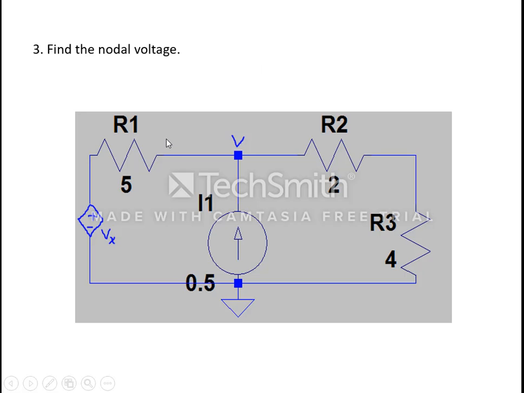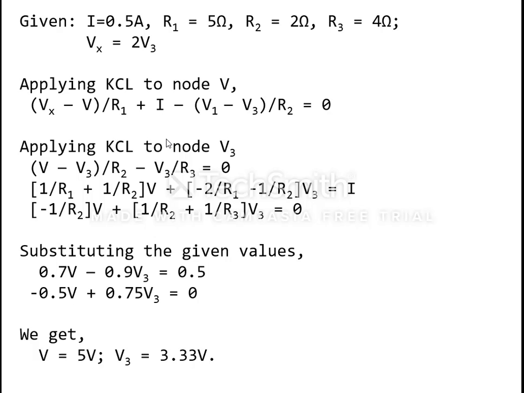And we go to the third question. In this question, a voltage source is given and a current source also. The voltage source is given as Vx, and the current source value is given as 0.5. In this question they've given the values, so it'll be easy for you to find out. And again in this question you should use KCL.